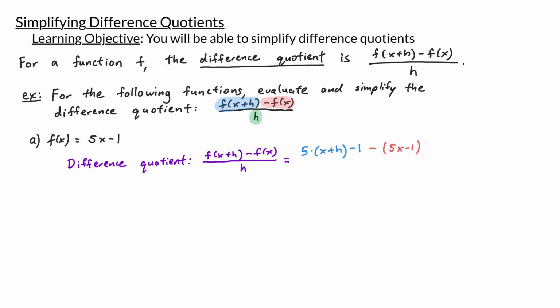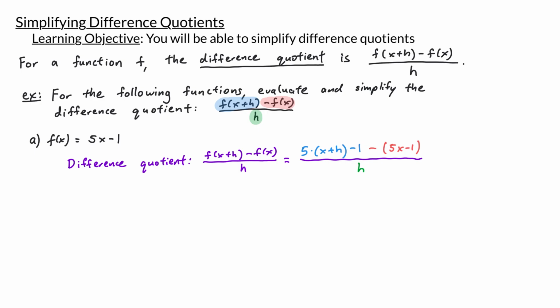Now the last part of this difference quotient is the h in the denominator. So let's divide everything we have here by h. So this is the difference quotient for our function f. Now, to simplify the difference quotient, our main goal is to somehow cancel out this h that's in the denominator. What we'll do is we'll work with the numerator, simplify that, and see if anything cancels out.